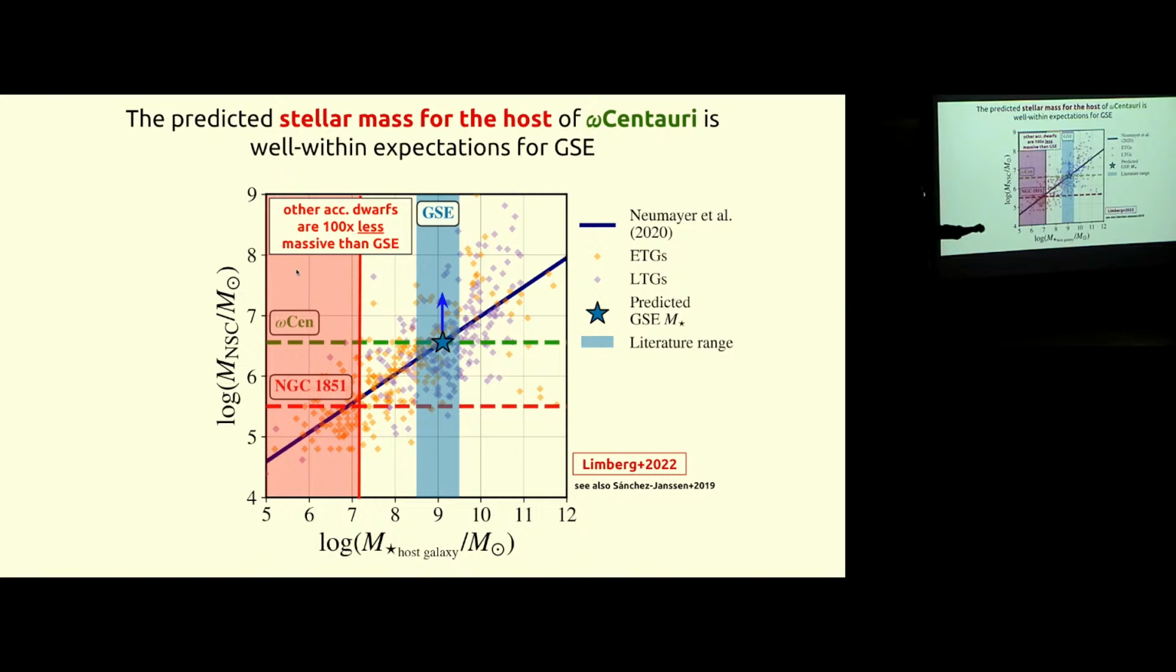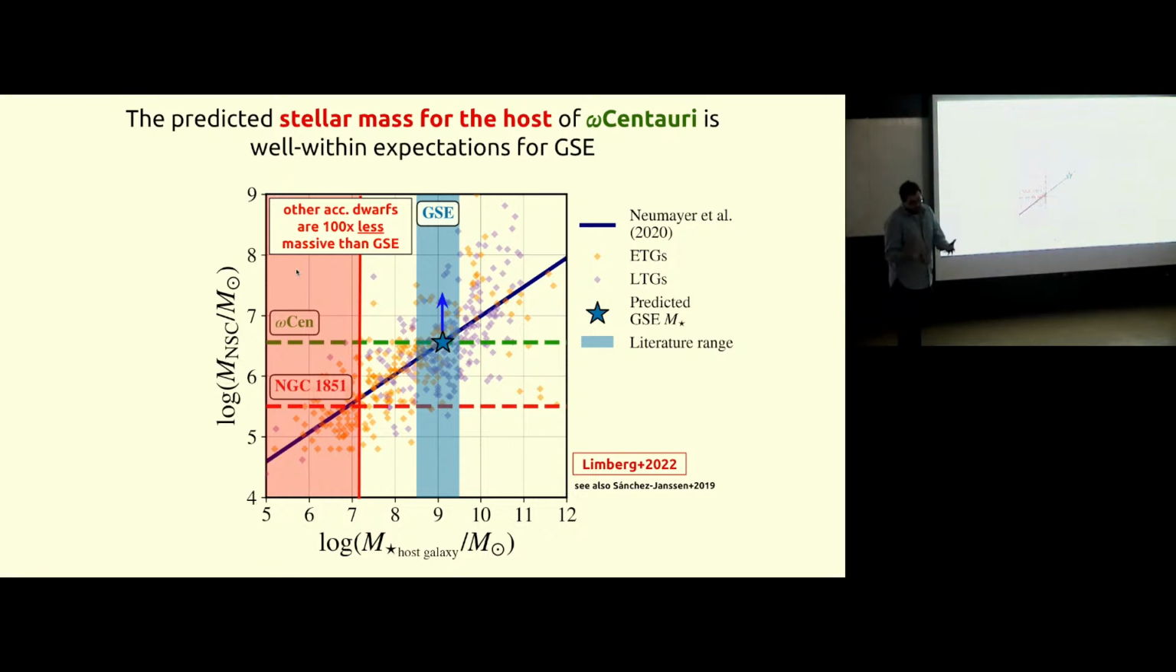So this is the situation. And I think this is how you approach this. You really have to invert the question. The question is not what is the nuclear star cluster of this Gaia sausage thing, this last major merger, but really what is the host galaxy of ωCentauri? Because ωCentauri we know for sure is a nuclear star cluster.